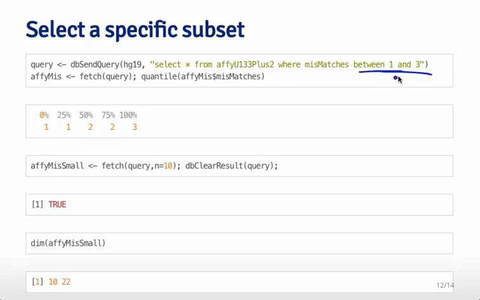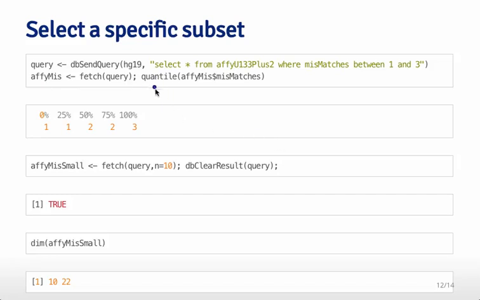So we send this query to the database, and now that's stored remotely at the database. Then if we want to fetch the result of that, we use the fetch command like this, and that'll return this affyMis object, which will give us some information about only the samples that we've selected using this database query.